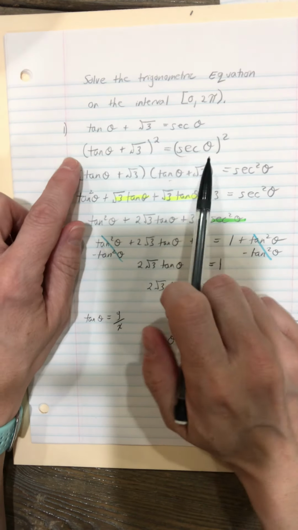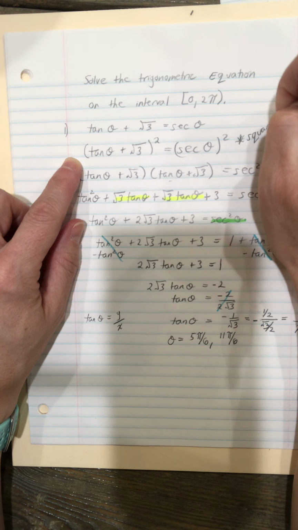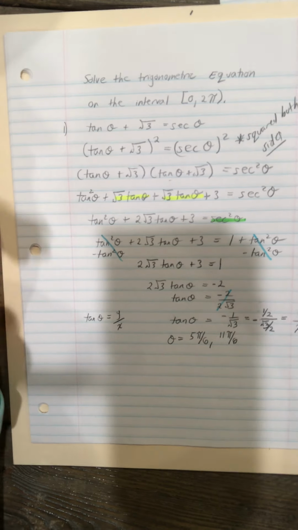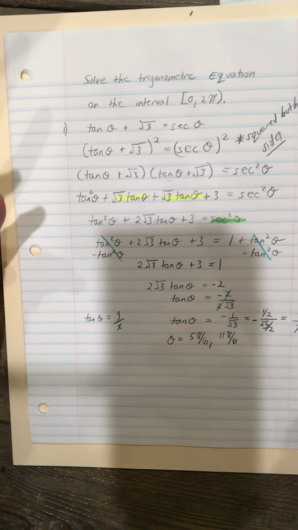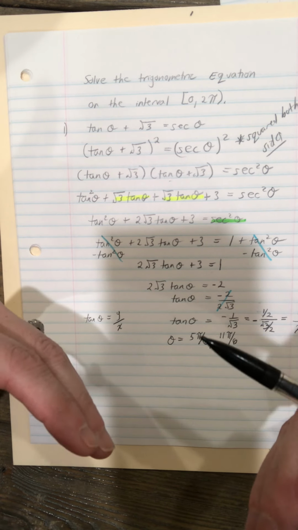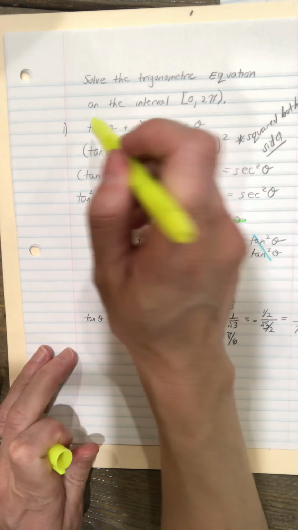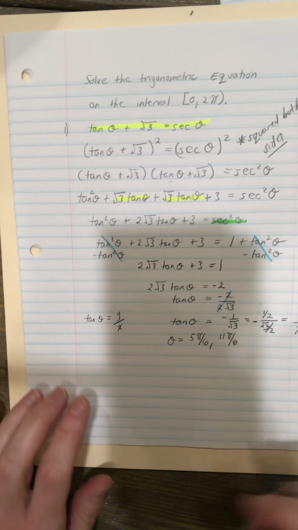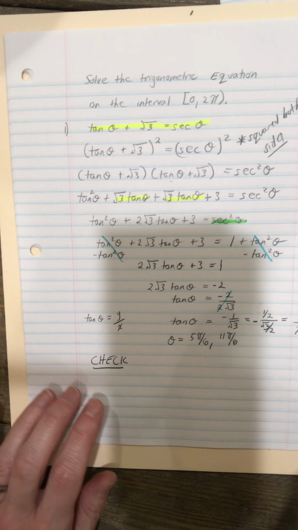However, because we squared both sides up here, we might end up with what we call an extraneous solution. If you square both sides of your equation, you can end up with an extraneous solution, meaning it's a solution that you get when you solve the problem, but it does not work in the original. And when I say original, I mean the absolute original, the problem that you were given. So in a problem where you square both sides, you must check your solutions.